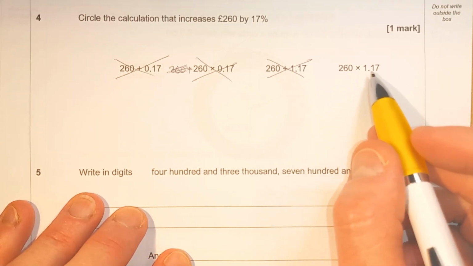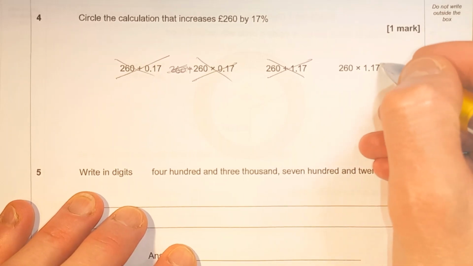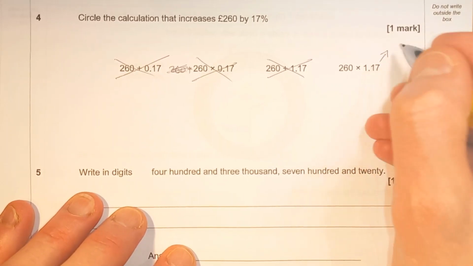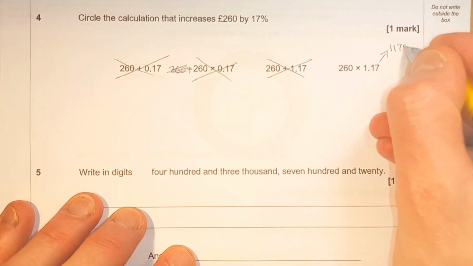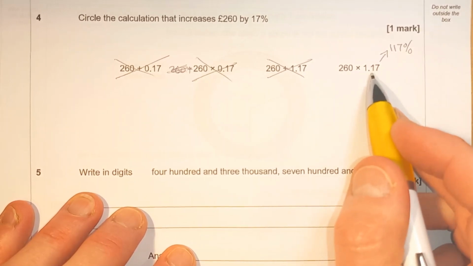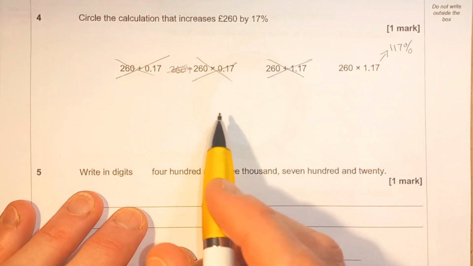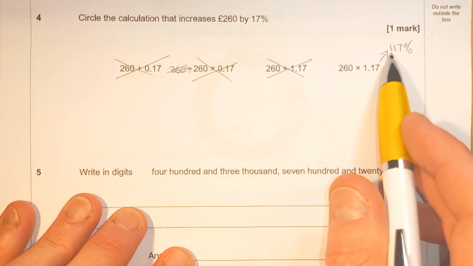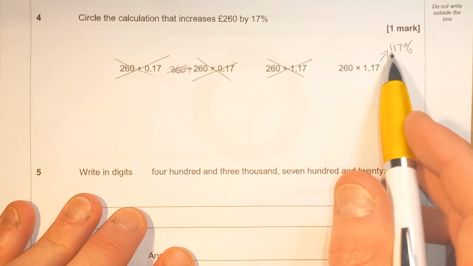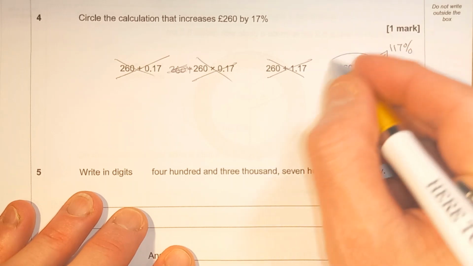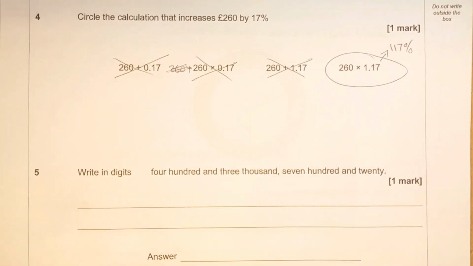260 times 1.17. Well, if you think 1.17, this is our 17%. The 1 actually means it is 117%. And that is exactly what increasing by 17% is. You're taking 100% of the number and you're adding on an extra 17%. So that's what we want.